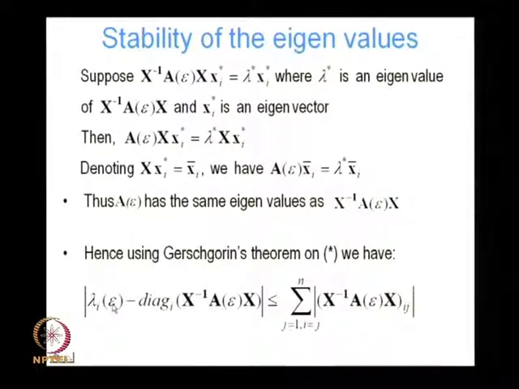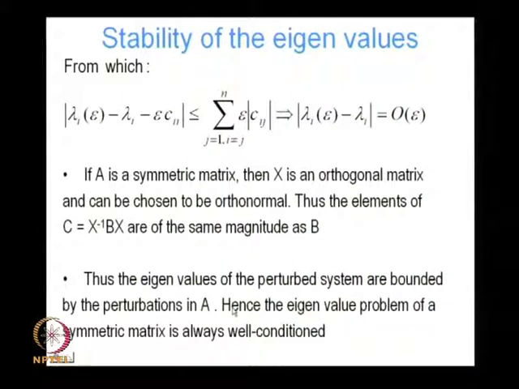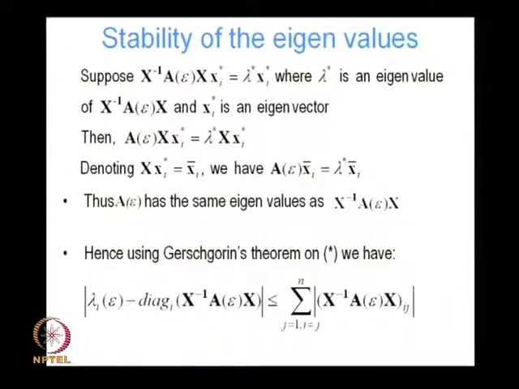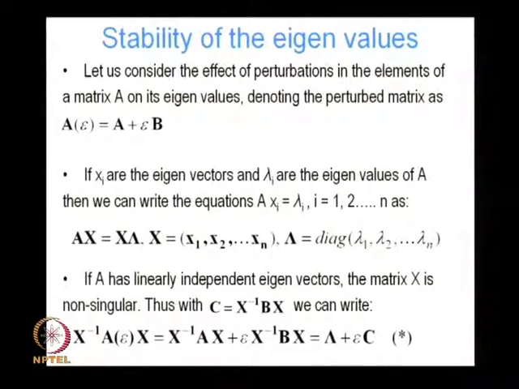Why do we write lambda i epsilon? Because lambda i epsilon is nothing but the eigenvalues of A epsilon. We know that the eigenvalues of A epsilon are the same as the eigenvalues of x inverse A epsilon x. So, lambda i of A epsilon minus lambda i epsilon c ii. Why do we do that? Well, because recall that x inverse A epsilon x is equal to lambda plus epsilon c, where lambda is the eigenvalues of my original A matrix and c I defined like this.